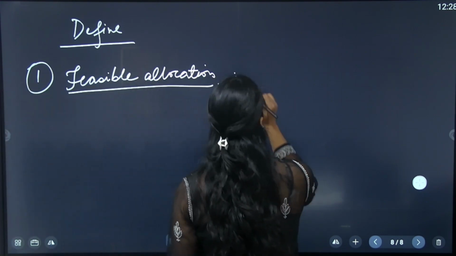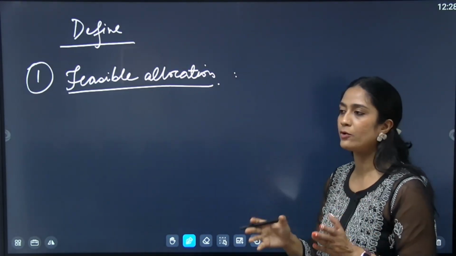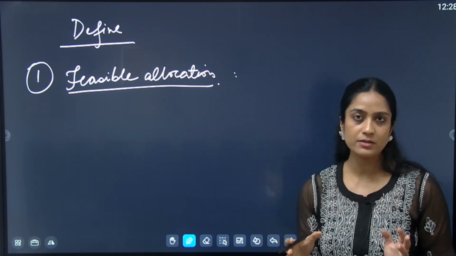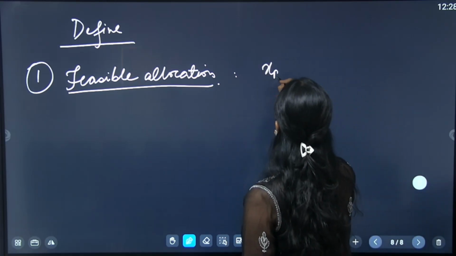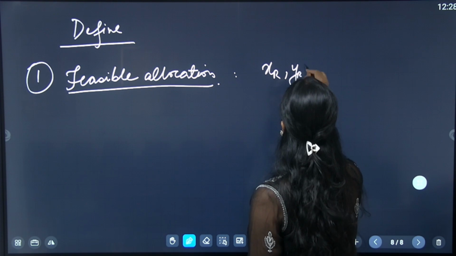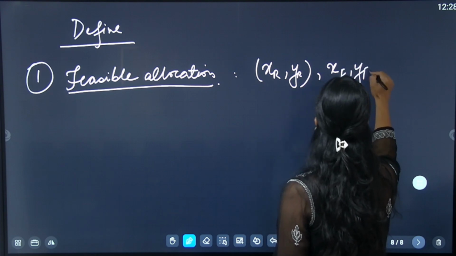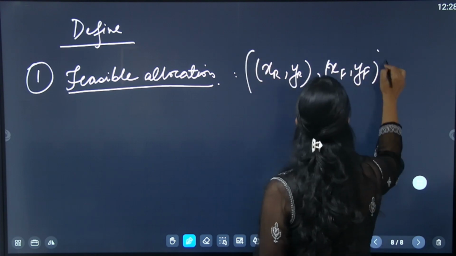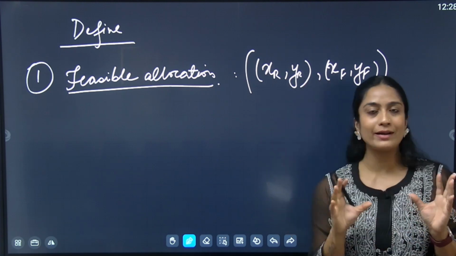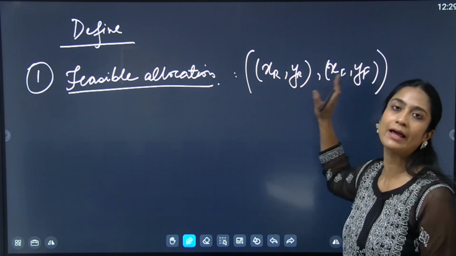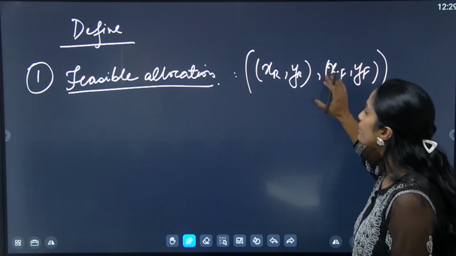A feasible allocation will be any allocation such that, so an allocation will be what? An allocation will be a pair of bundles, one with Rahul, one with Fiza, right? So any pair of allocations, XR, YR, this is Rahul's allocation, and XF, YF will denote Fiza's allocation. This is Fiza's bundle. A pair of bundles will be called an allocation, right? This is how the goods have been allocated to the two people in the economy. So this is an allocation.